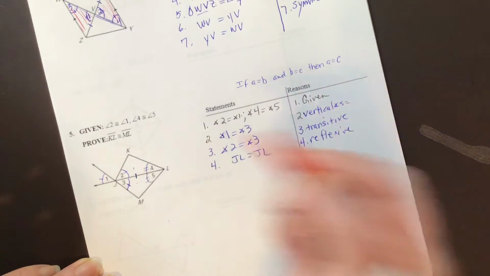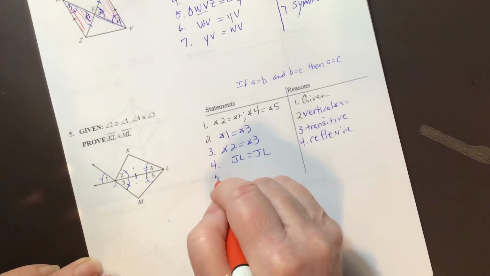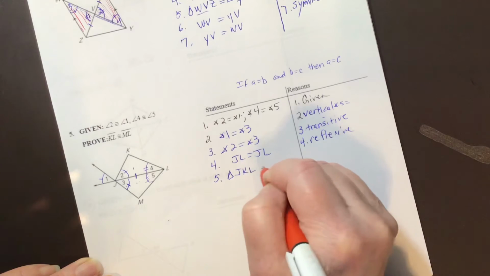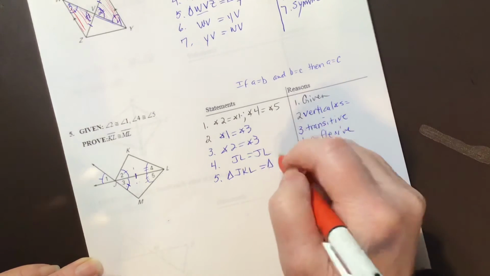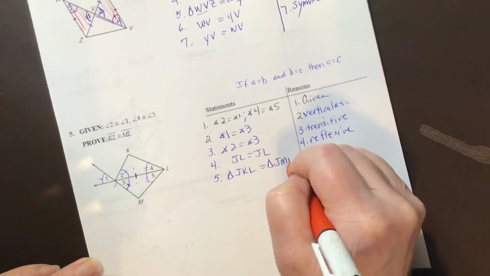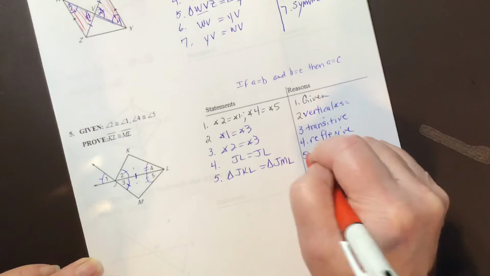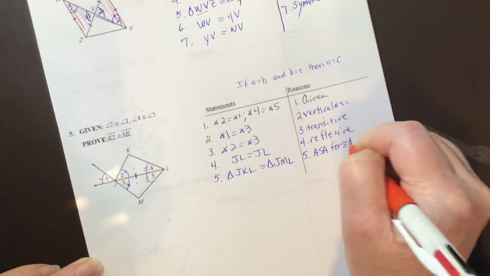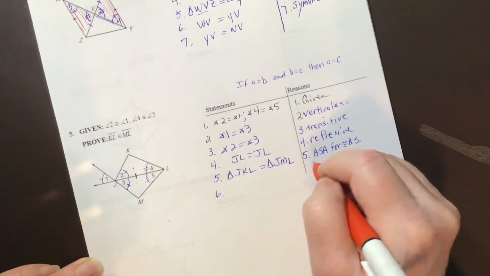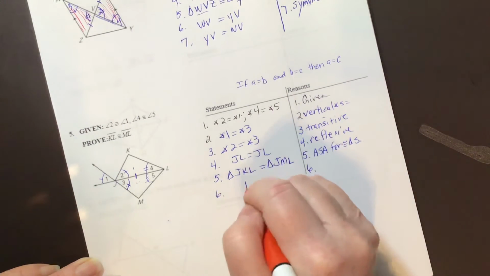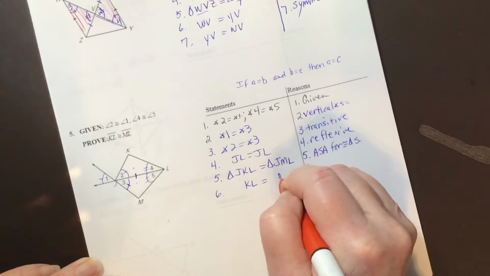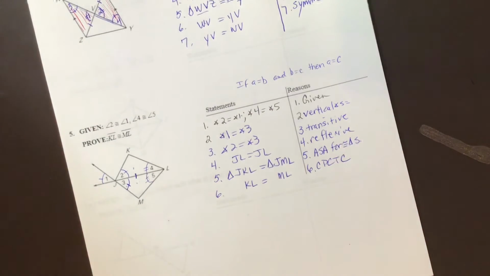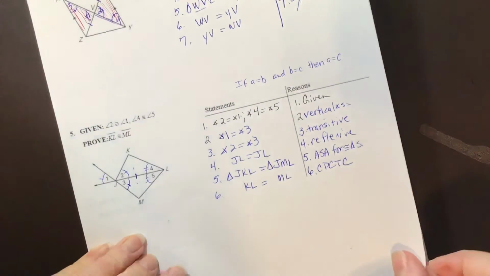And then can I stop there? Well, I'm almost done. So I can say triangle JKL is congruent to triangle JML by the angle side angle for congruent triangles. And then we have done what we wanted to do. I can now say that KL is congruent to ML by CPCTC. So that one wasn't too bad.